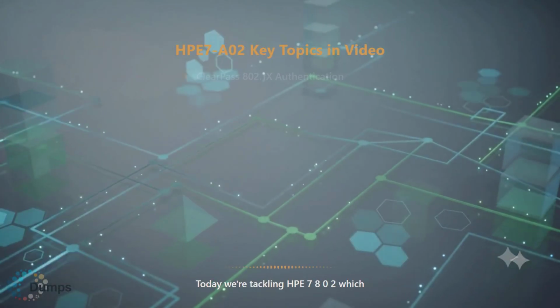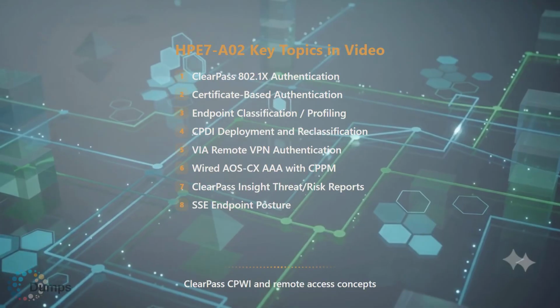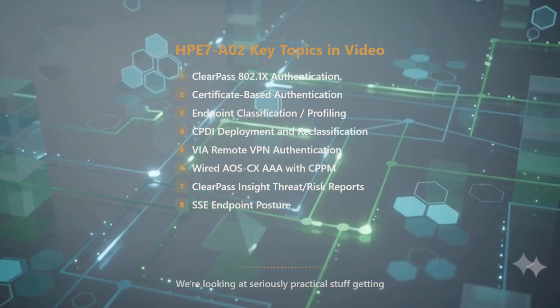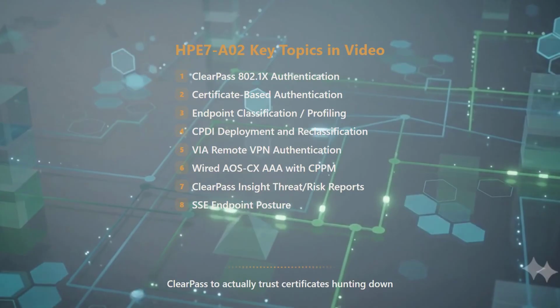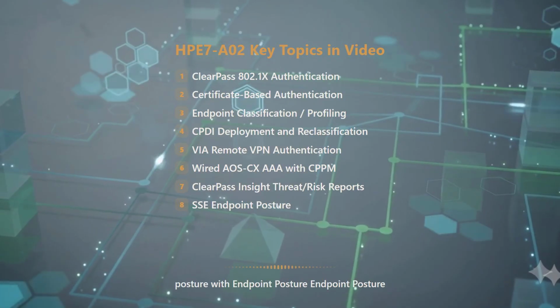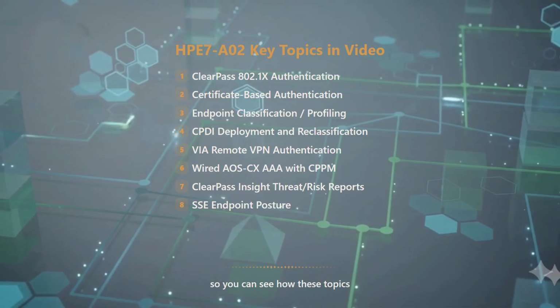Today we're tackling HPE7-A02, which is basically 8 questions covering ClearPass, CPDI, and remote access concepts that always trip people up on the real exam. We're looking at seriously practical stuff like getting ClearPass to actually trust certificates, hunting down missing IP addresses, and handling endpoint posture with SSE. Let's jump right into some real problems so you can see how these topics get tested.